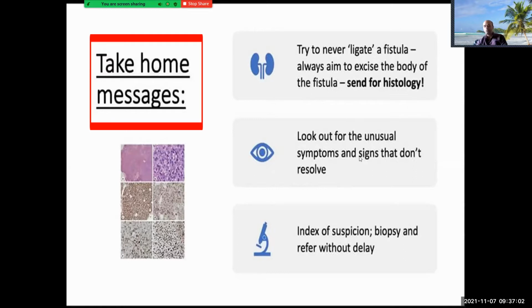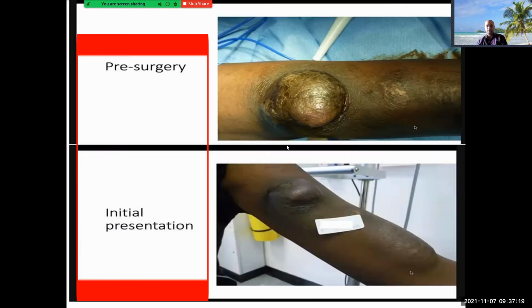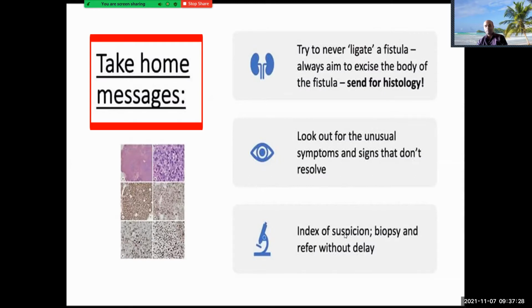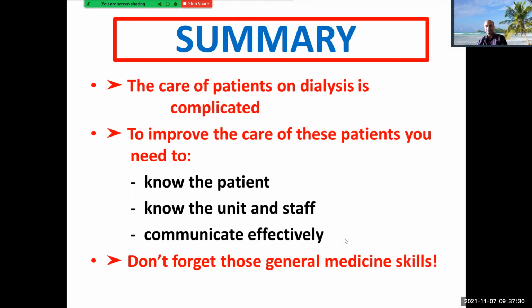Look out for unusual symptoms and signs that do not resolve. Maintain an index of suspicion, biopsy, and repair without delay. Just raise your index of suspicion in your patient. If you see a patient like that, maybe malignancy, I need a biopsy from this fistula. Remind and guide your vascular surgeon to send for biopsy without any delay.